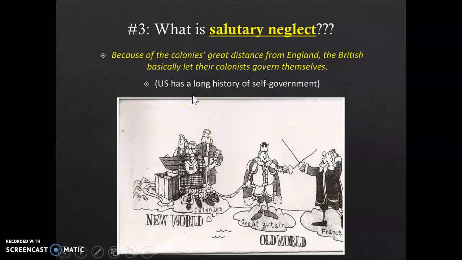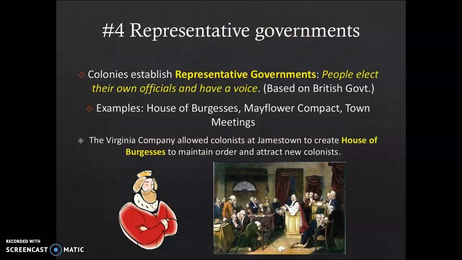So some key terms here. What is salutary neglect? Because we live so far, we being the colonists, so far from England, 1,000 miles away, the British basically let us govern ourselves. We've got a long history of self-government. We'll dive deeper into this later in class.